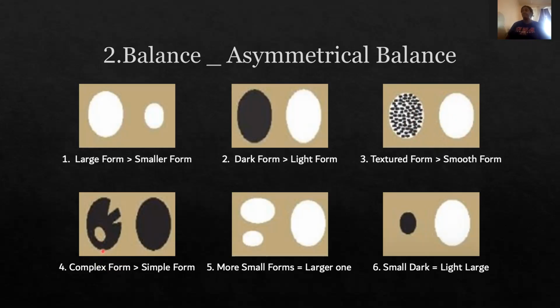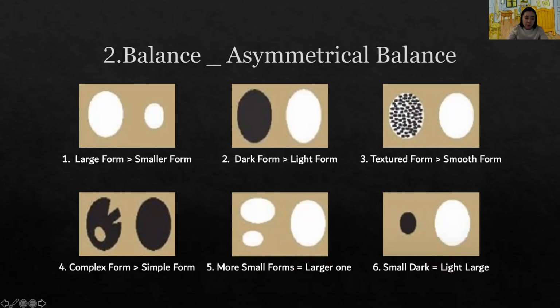And number 4. These form sizes look similar, but the left one has a complex form, so the left one looks heavier than the right one. And number 5: two or more small forms can balance a larger one. And the last one: a small dark form can balance a larger light form.